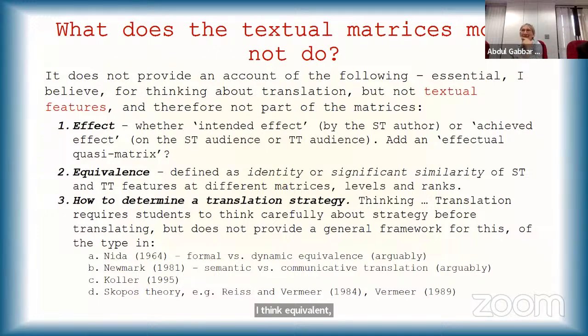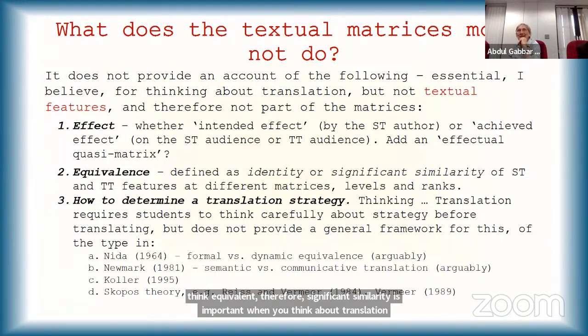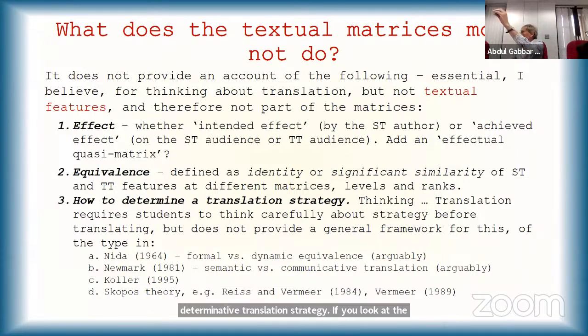And finally, what it doesn't do, which is a bit ironic perhaps, is it doesn't tell you how to determine a translation strategy. If you look at the books, actually they do have, for all the practicals, they say, what is your strategy going to be? But they don't have a model for strategy. Now you might say, actually that doesn't matter. You could say strategy is to do with common sense, negotiation perhaps with the translation provider. You know, you go back to them, so what kind of translation do you want here?